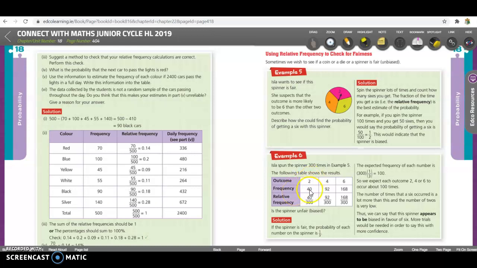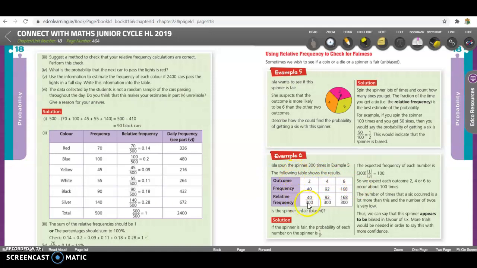She got a 2 40 times, a 4 92 times, and a 6 168 times. We said if she does 300 spins, they should be 100 each if it's fair. So it does look as though the 4 is roughly in line with what we'd expect. If we're expecting 100 of each of them, 92 4s is around about what we'd expect. 40 2s is a good bit below what we'd expect, and 168 6s is a good bit above what we'd expect. We would expect 100 of each of those, but we're getting 40 and 168 here.